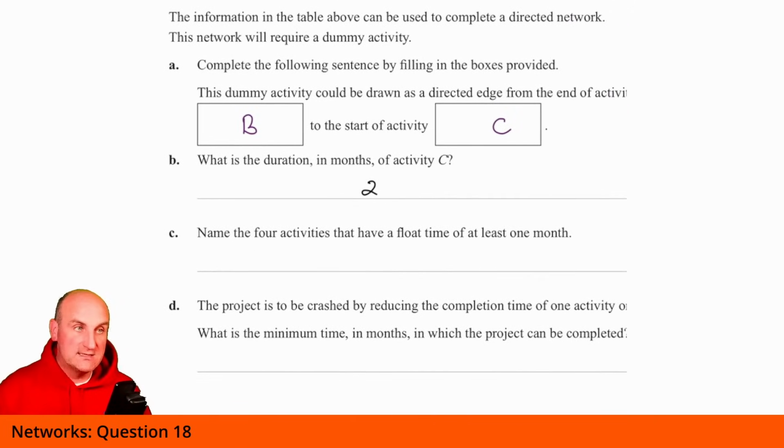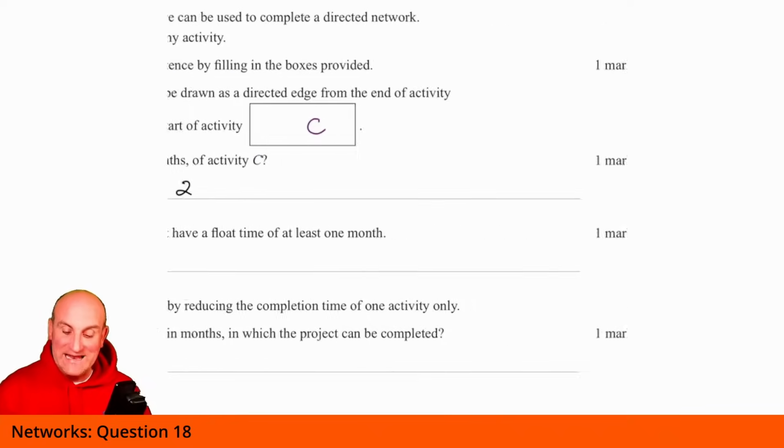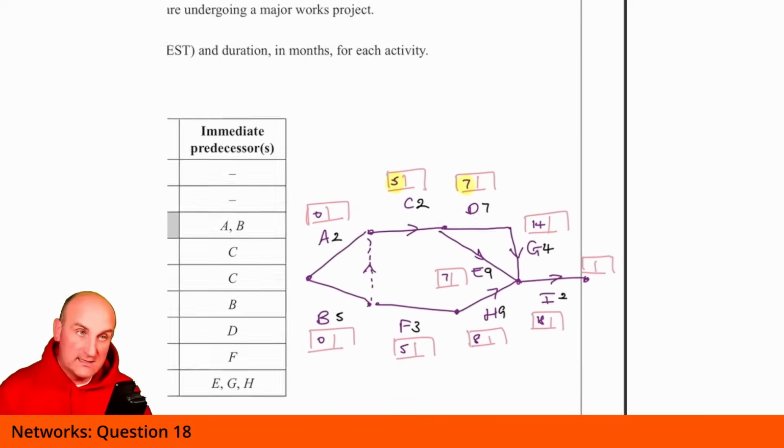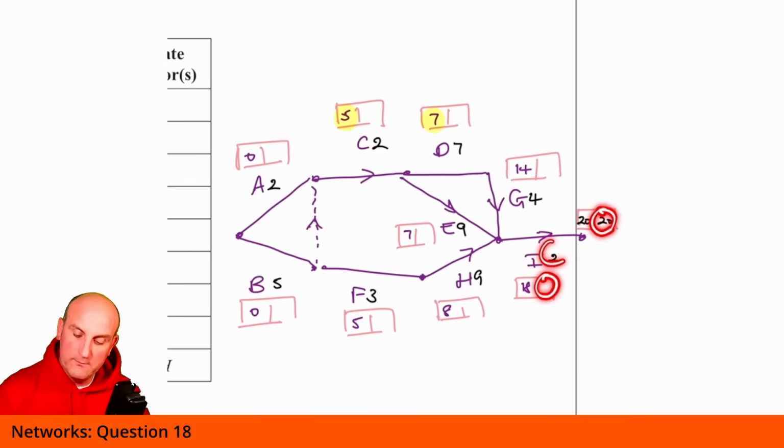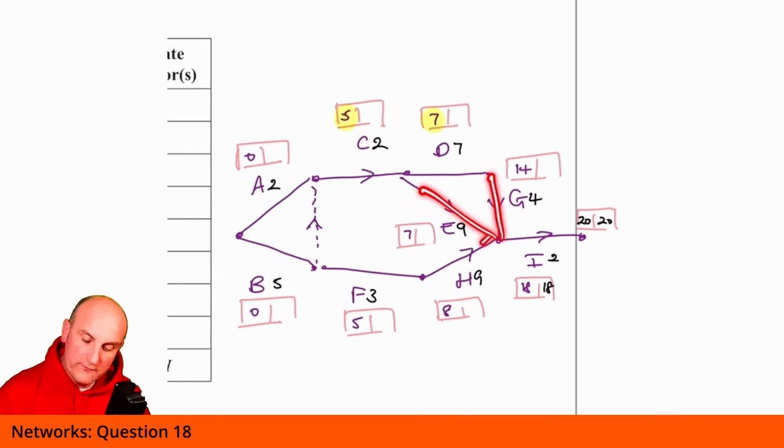The next part of the question says, name the 4 activities that have a float time of at least 1 month. So we're going to go back to this. Let's zoom back in again a little bit more. What I'm going to do is now finish my forward scanning, because 18 plus 2 is 20. So that's going to be 20. I'm now going to backward scan. And I love backward scanning, because this value minus 2 gives me that value there. So that value minus the I gives me the 2, gives me the 18. Thank you very much. All of these are spanning off of I.